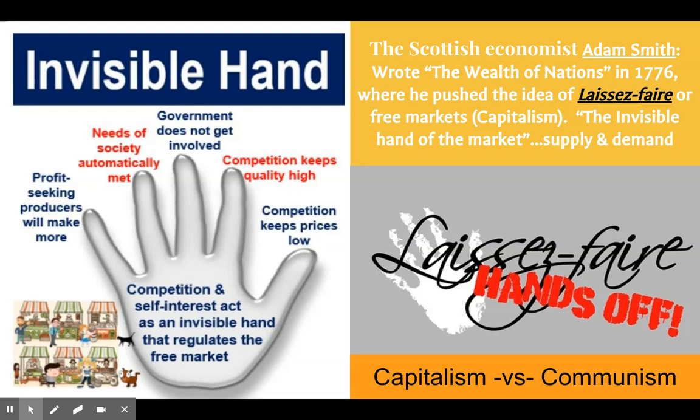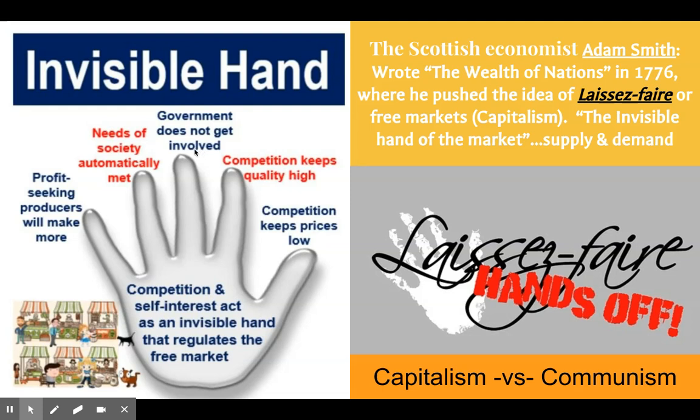So here's a couple of thoughts here. What is the invisible hand? Profit seeking producers will make more. See, because they want to make more money, so they're going to produce more. The needs of society are met because somebody sees a need and they fill it, and that creates a business. The government doesn't get involved. Now, some people will say, well, the invisible hand's good, but without the invisible hand, greed might take over, slavery might reign.